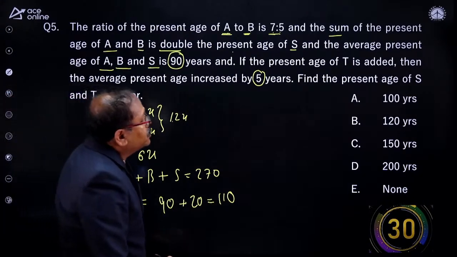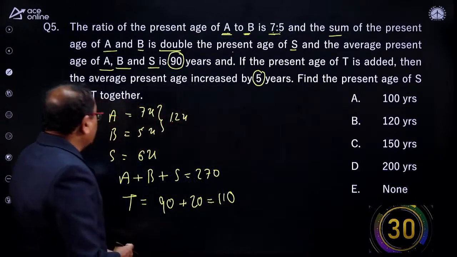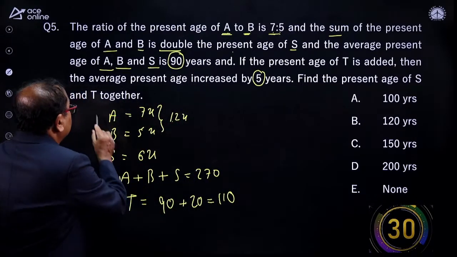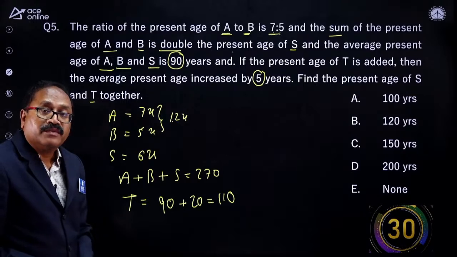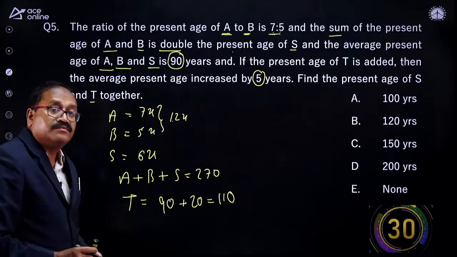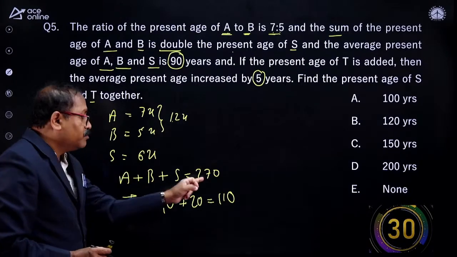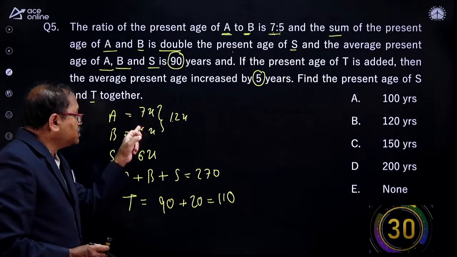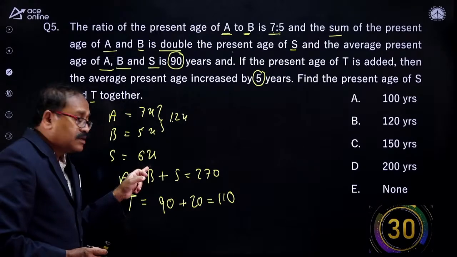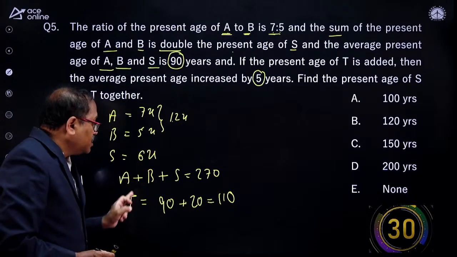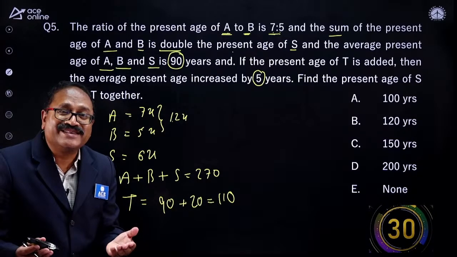Okay. What is the question then? Find the present age of S and T together. I know the age of T. I can find out the age of S by using this ratio 7:5:6. And once you get it, S plus T is your question.